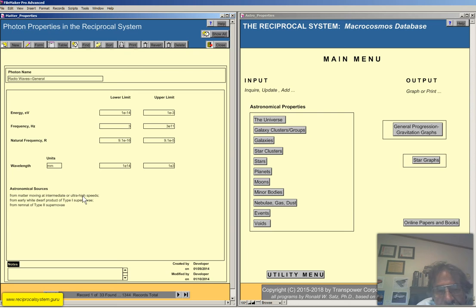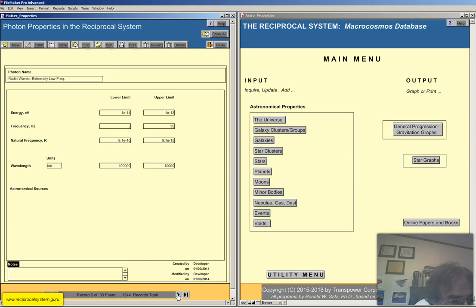That's the situation with quasars and pulsars. They have a motion in the ultra speed range, and if it's sufficient, the pulsar or quasar will leave our sector of the universe. So other astronomical sources from early white dwarf, product of type 1 supernovae, from the remnant of type 2 supernovae. Type 1 is a mass and temperature limit supernova, whereas type 2 is an age limit. So let's just go through a few of these.